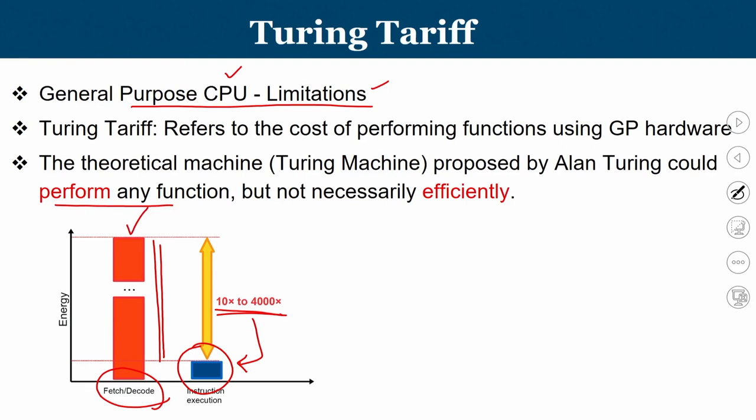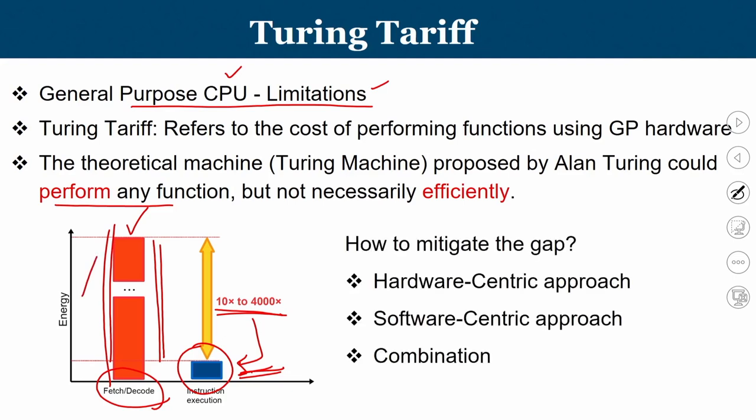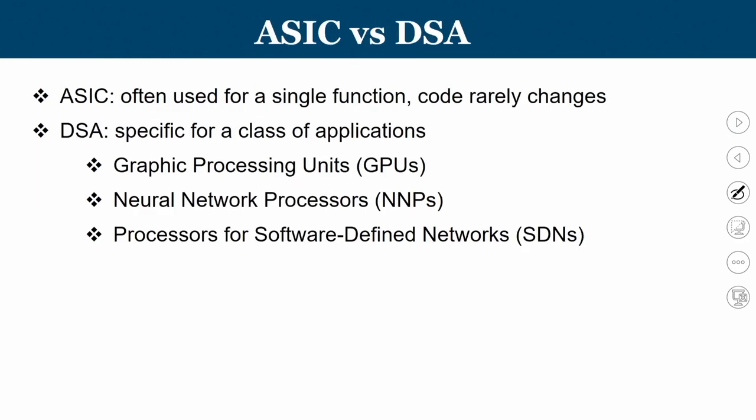So with huge programs where a lot of computation is involved, the fetching and decoding of the instructions and the corresponding data needed to carry out an execution is highly demanding, both in terms of overhead, area, as well as energy. So how do we mitigate this gap? One is to go for a hardware centric approach. Second, you can go for a software centric approach, or you can go for a combination of both.